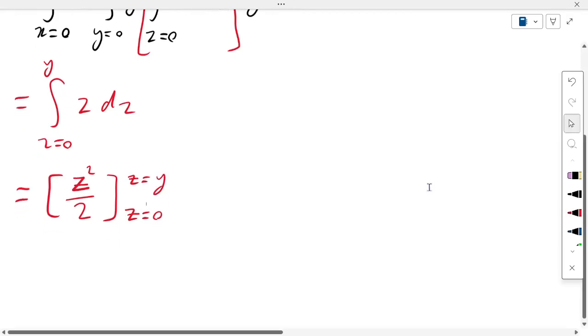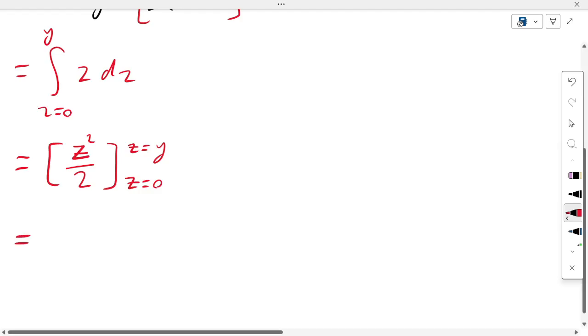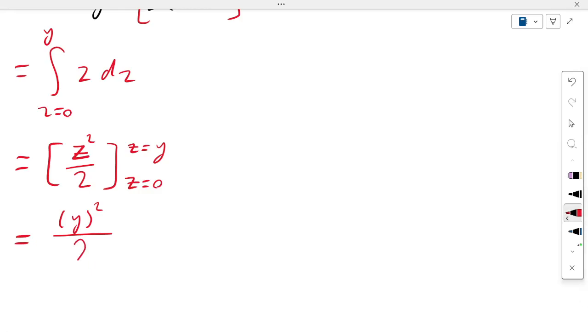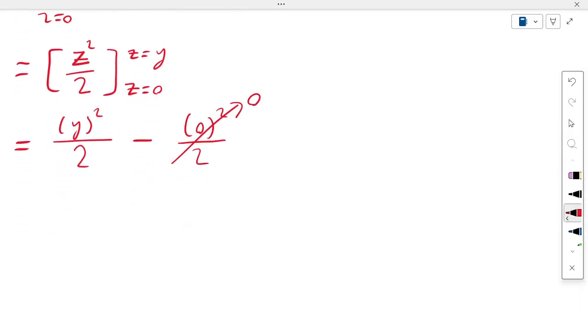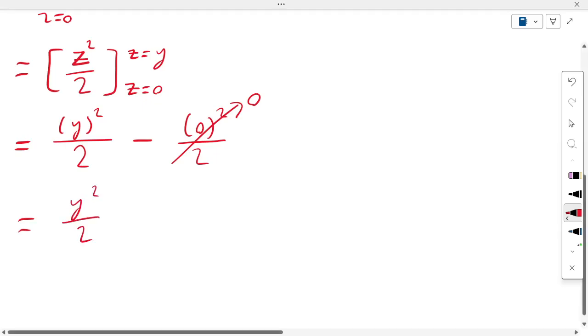We're going to evaluate from there. Therefore we have y squared, since we plug in the y first, divided by 2, minus, now we plug in the 0, so it's 0 squared divided by 2. This evaluates further. We know this will just give us 0, so we don't have to include it. This is going to be y squared divided by 2. And now we can plug that into the integral that we had so far.